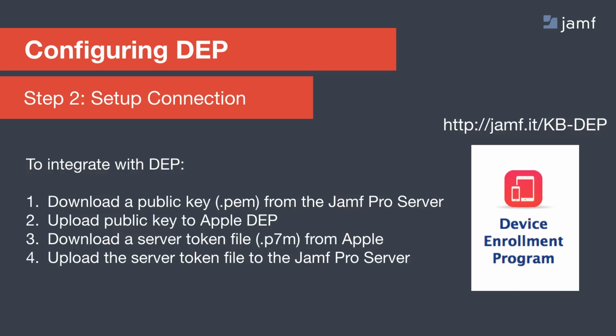Once we have that DEP account set up, we'll actually be able to start integrating it with the Jamf Pro server. The first step is to go out to your Jamf Pro server and download the public key. It's a .pem file. We'll then upload that public key to the Apple DEP portal. That will then provide us a download for a server token, and that server token has to be installed back into your Jamf Pro server, thereby completing the connection between the two services.